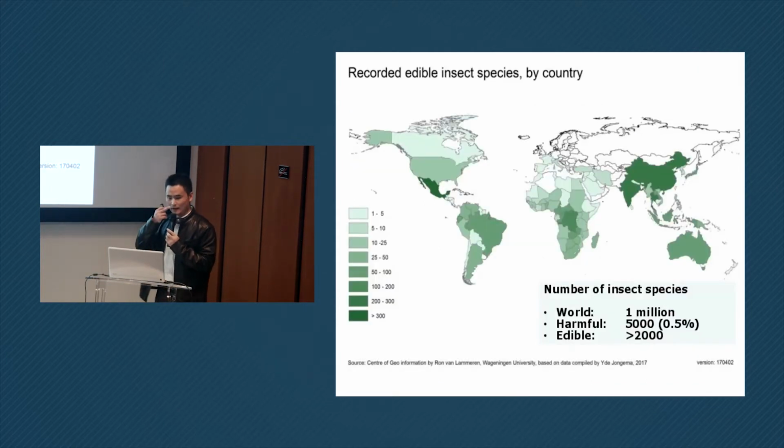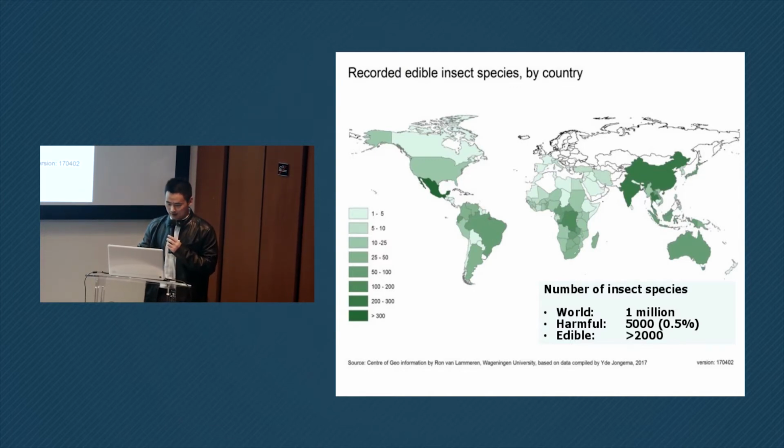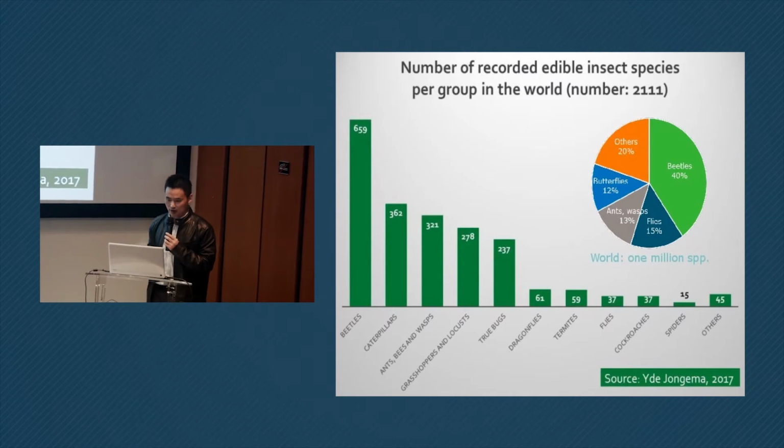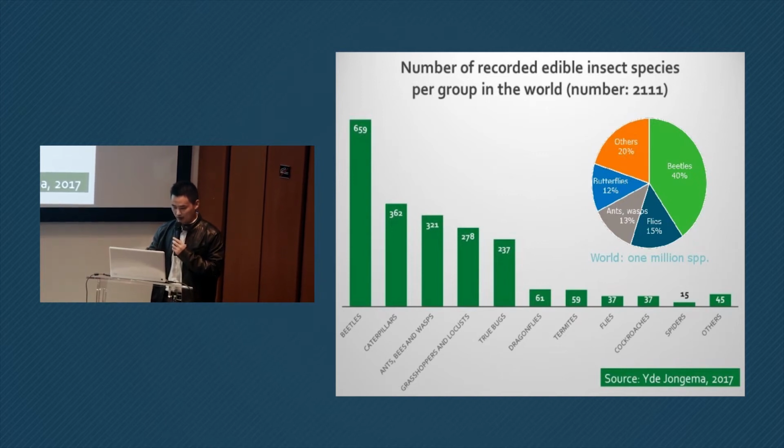This slide shows edible insect species by country all over the world. You can see from this slide that the color of China is kind of dark. When I was a kid, I ate a lot of edible insects in China, like silkworm pupae and other things. Here are the recorded edible insect species per group in the whole world. Mostly, 40% of the edible insects are beetles, and about 15% are Diptera, flies and other things.